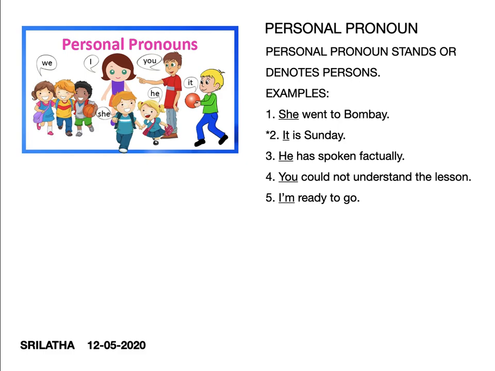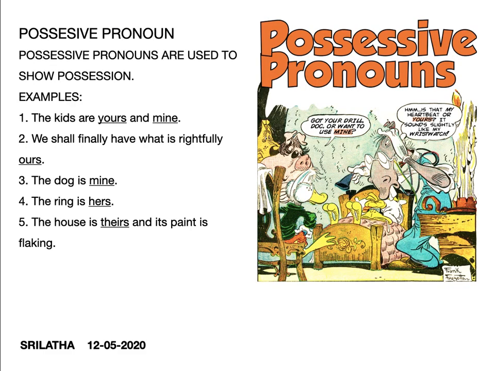Now let us move on to the next kind of pronoun. It is possessive pronoun. Possessive pronouns are used to show possession. For example, the kids are yours and mine. We shall finally have what is rightfully ours. Here the words yours, mine, ours are possessive pronouns.